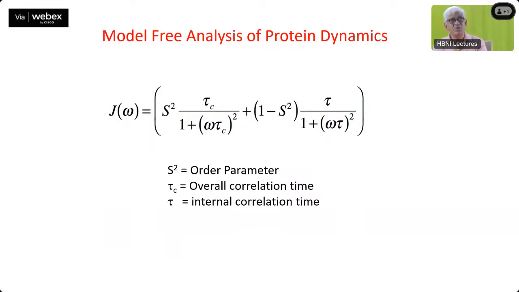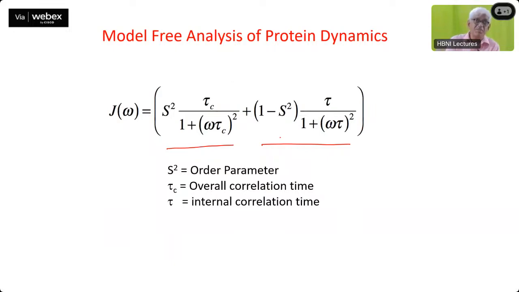Lipari and Szabo made this modification initially. They described the spectral density function in this manner. There is a contribution coming from the overall motion, and there is another contribution coming from the internal motion. That internal motion you define by another correlation time, tau. The overall correlation time is given by tau c, and S square and 1 minus S square dictate the order parameters. One represents how rigid the system is, and the other represents how much is the non-rigid situation.